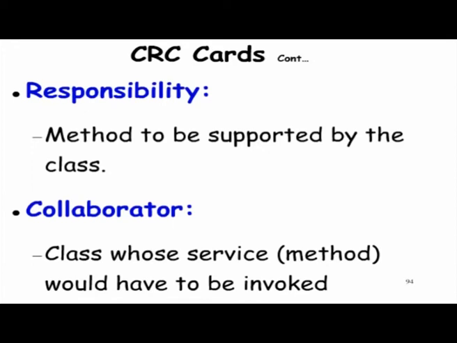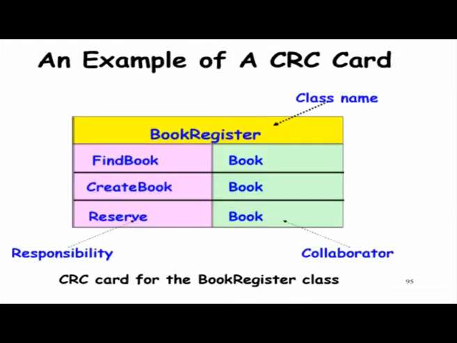As we had discussed, responsibility means the method supported by a class. A collaborator is the class on which a method is invoked. So the class on which it invokes a method is called a collaborator for the execution of the use case. The card would appear like this. We write the name of the class at the top, and for every class in the domain model we have a card like this. As we carry out the CRC, the team member takes up the CRC card and identifies the names of the methods to be supported, and then, as part of each method, which other classes' support is needed.